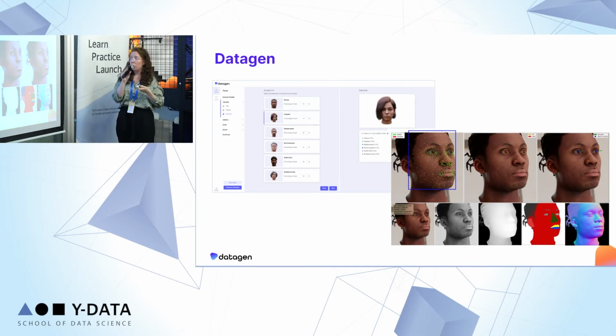So for example, for each identity that you are going to generate, you will automatically have key points, bounding boxes, eye key points, depth maps, segmentation maps, gaze vector, et cetera. Okay?